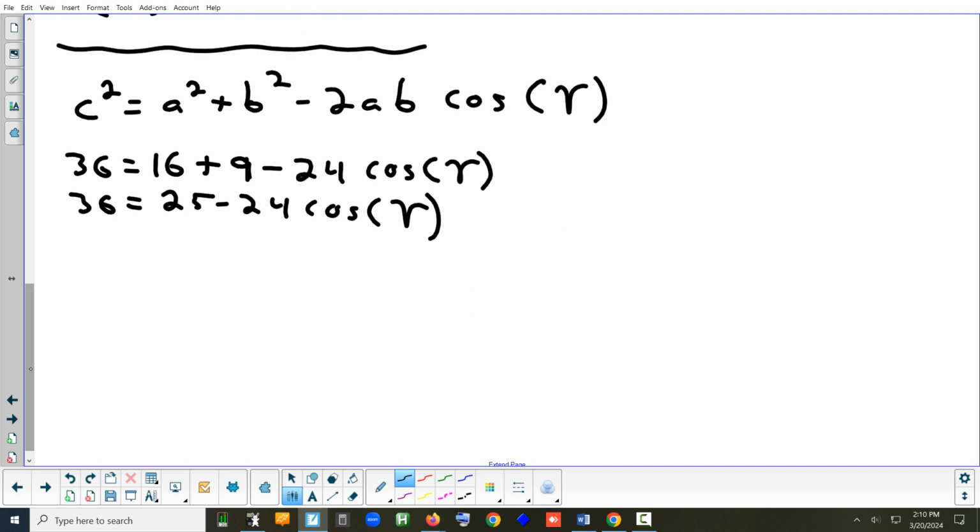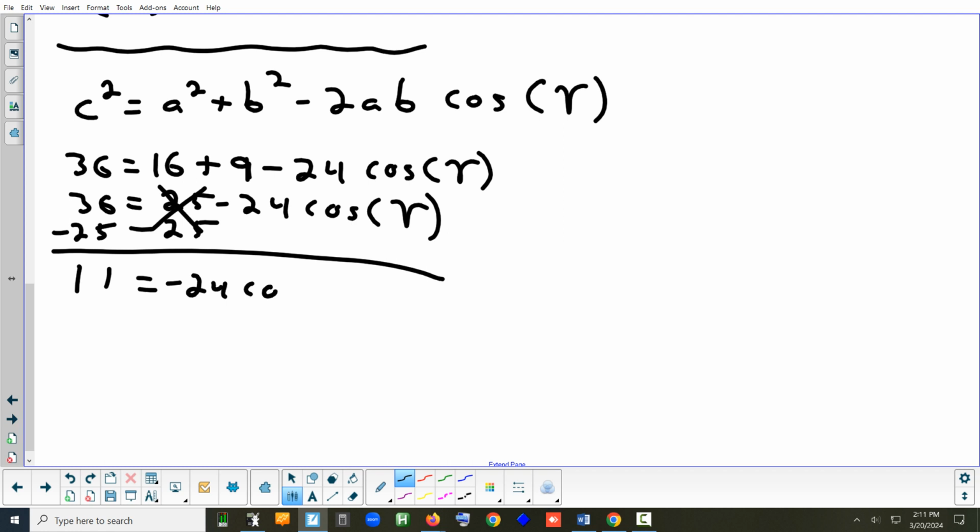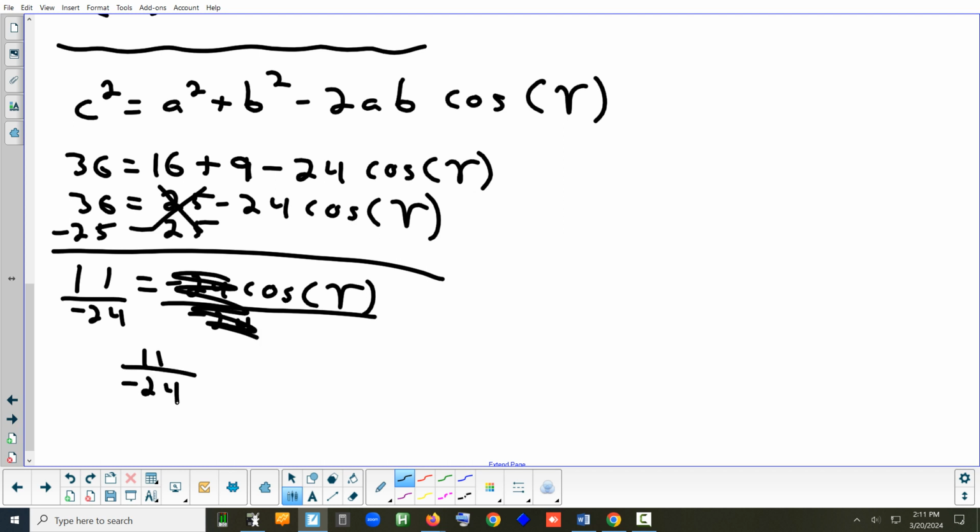Okay, next up. Subtract 25 from both sides. 36 minus 25 gives me? 11. Now there's two steps left. We gotta get rid of the number and the function. How do we get rid of the number on the right? You divide by negative 24 on both sides. That's gone. Again, don't do 11. If this was like 5 divided by 10, then I'd reduce it. But if it's 11 over 24, can't reduce it, just leave it.